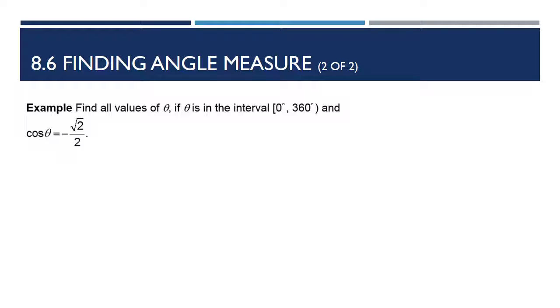Okay, now you're going to find all the values of theta if theta is between 0 and 360, and the cosine is negative square root of 2 over 2. So you need to think about this. It might help to draw a graph and see where you're going to have negative cosines. Pause the recording, give this a try, and resume to check your answer.